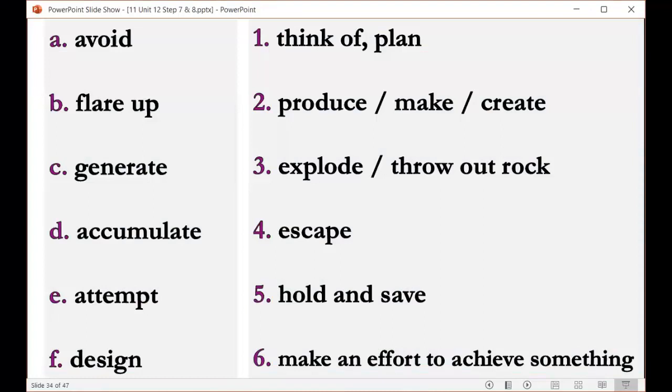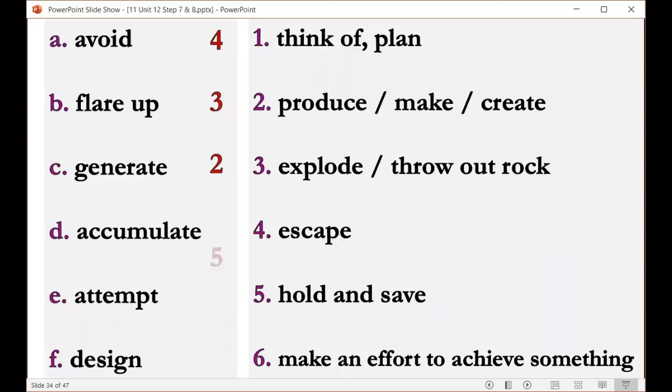Avoid. What's the meaning of avoid? Yeah, excellent. It's number four. It means escape. Escape from something, it means to avoid it. Flare up. What is the meaning of flare up? Yeah, it means to explode, to throw out rock. And what about the word generate? Generate means to produce or make or create something that wasn't found before.